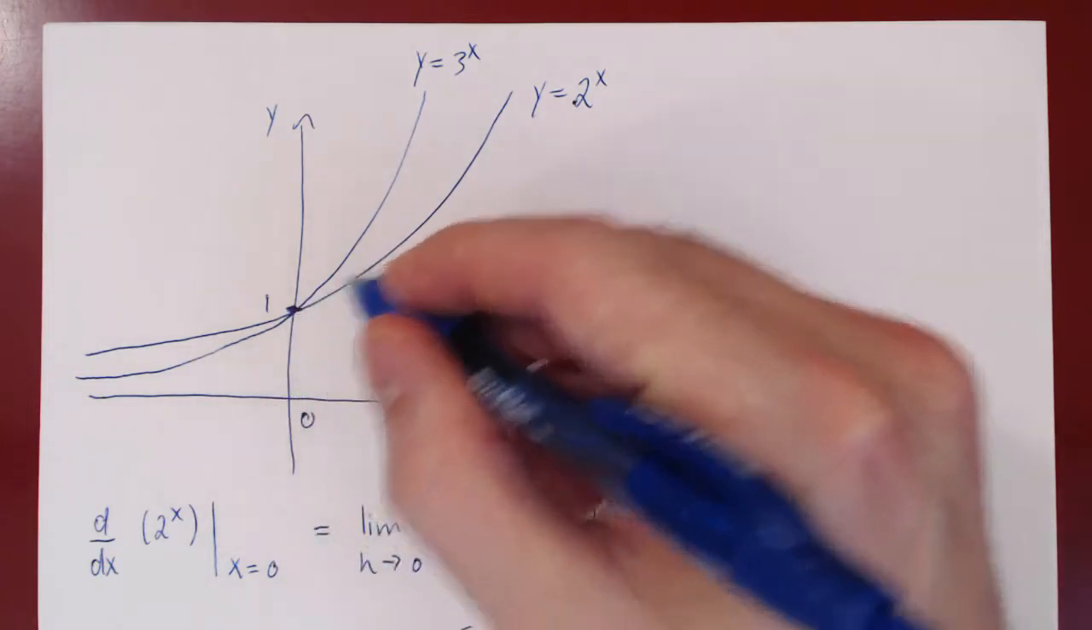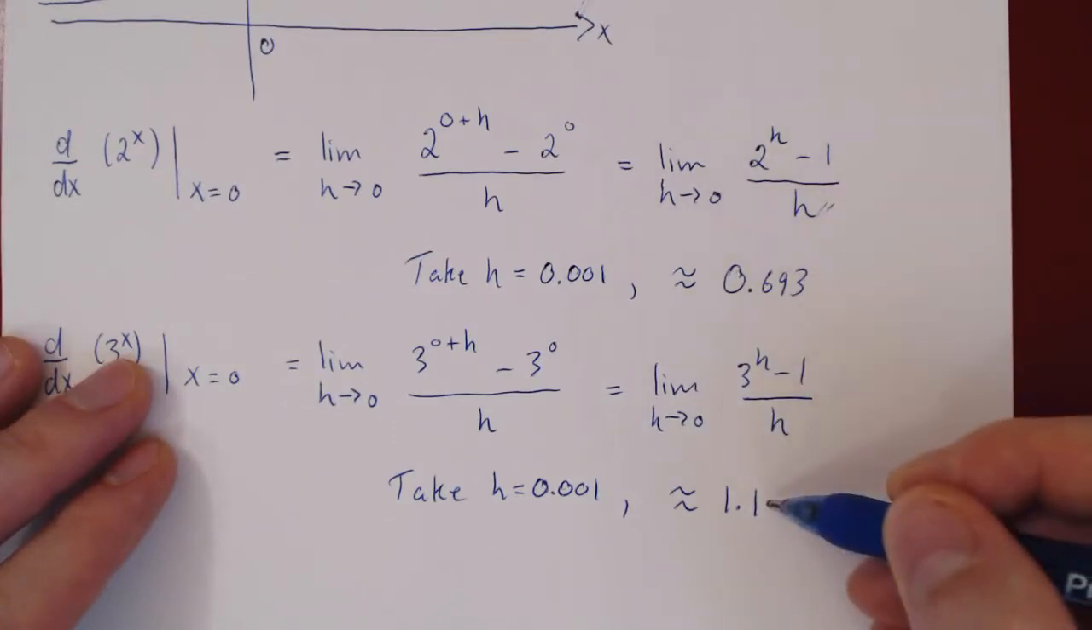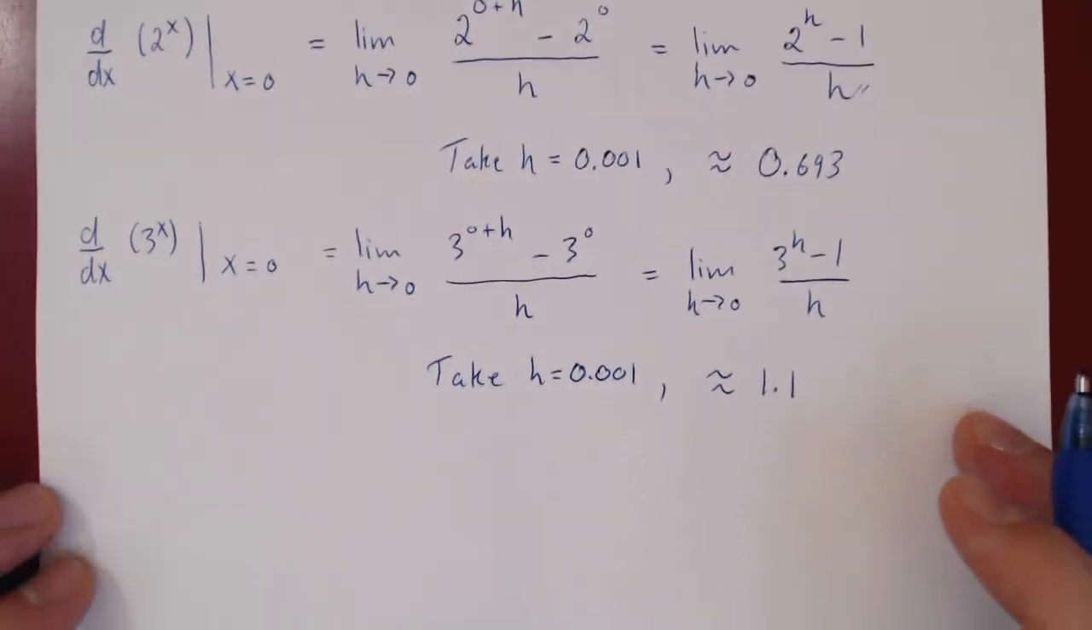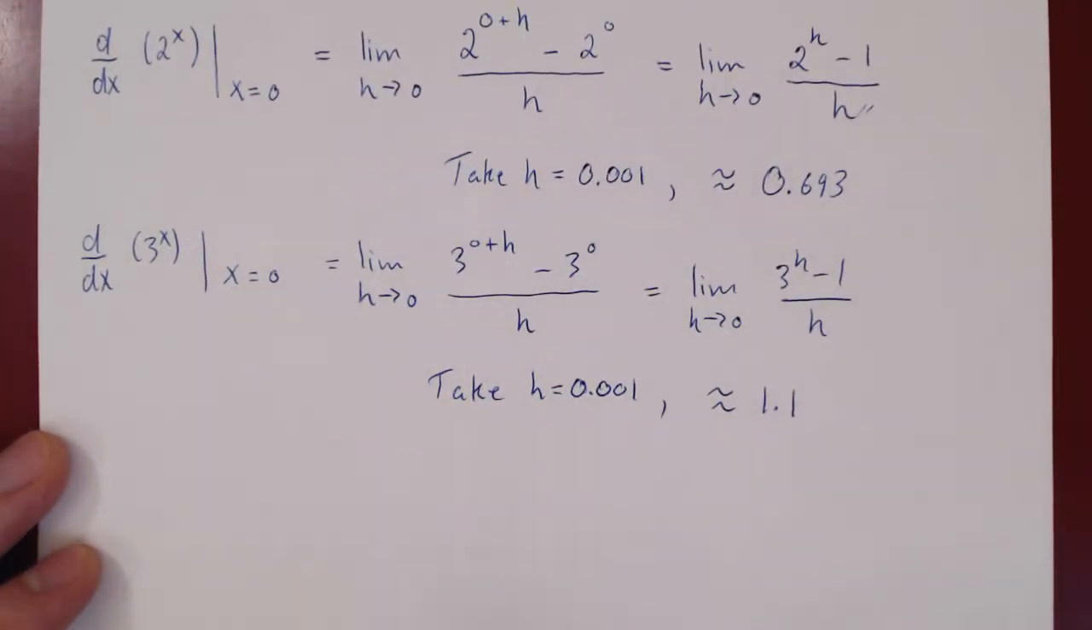And so at some point between 2 and 3, the slope has to be exactly equal to 1. And this is now our conclusion. And we'll see from there what that implies.